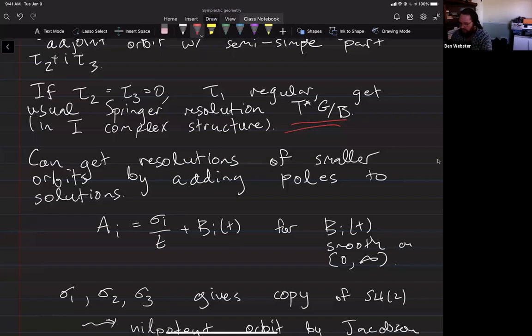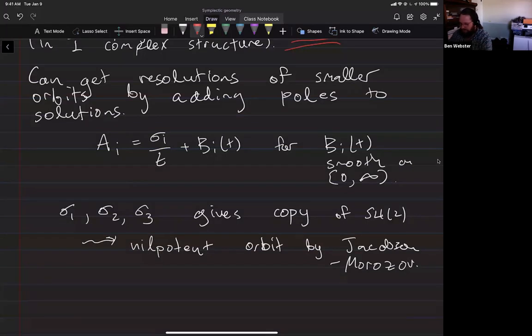Time, so let me not say much. I'll just mention you can get resolutions of smaller orbits by what's called Nahm poles, where you add poles to your solutions. And you can check that if you're going to have solutions like this with sigma I over t, then looking at the residue at the origin, you find that sigma 1, sigma 2, sigma 3 give you a copy of SU(2). And famously, copies of SU(2) inside a semi-simple Lie algebra correspond to nilpotent orbits in the complexification, by Jacobson-Morozov. So you're getting stuff about the nilpotent orbit that comes from that SU(2) embedding. All right, are there any questions?